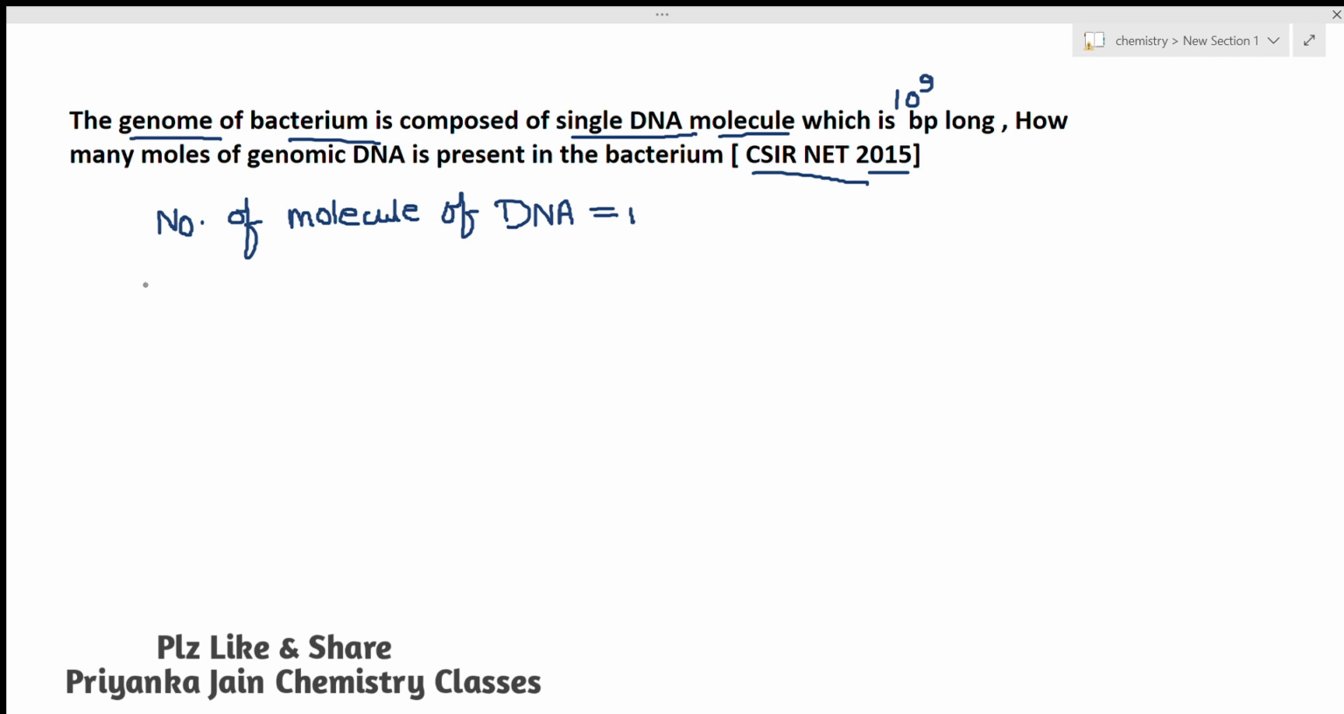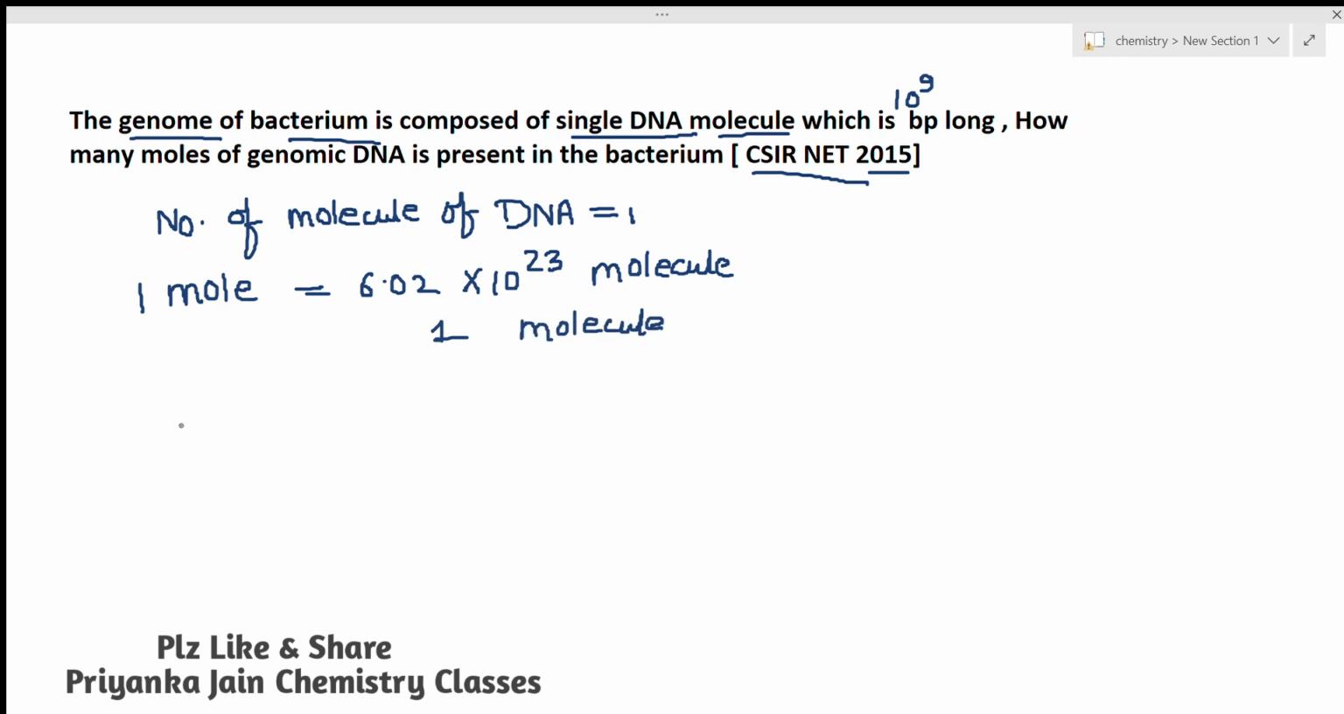And we know that 1 mole is equal to 6.02 into 10 to power 23 molecules, right? This is the Avogadro number, and we have given only one molecule. So what you have to do? We have to find out the number of moles, right? For the number of moles, just divide 1 by 6.02 into 10 to power 23. So you are getting your answer, that will be 1 by 6 into 10 to power minus 23. So this will be your answer.